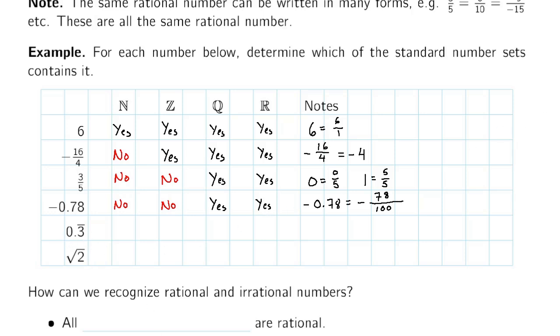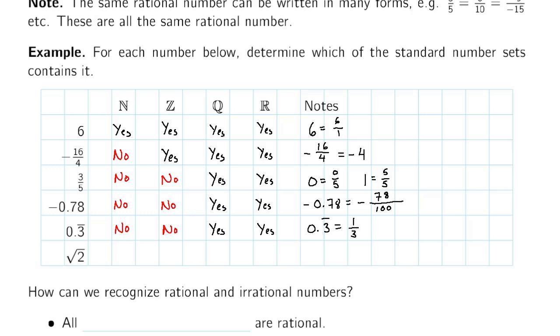What about 0.3 repeating? Right, that bar over the 3 means that the 3 just keeps repeating forever. Again, the decimal makes it easy to see that it's not an integer and not a natural number. Seeing that we can write this as a fraction is a little bit less obvious, but you might have memorized at some point as a fact that 0.3 repeating is equal to 1/3. And so this is rational, and this is real.